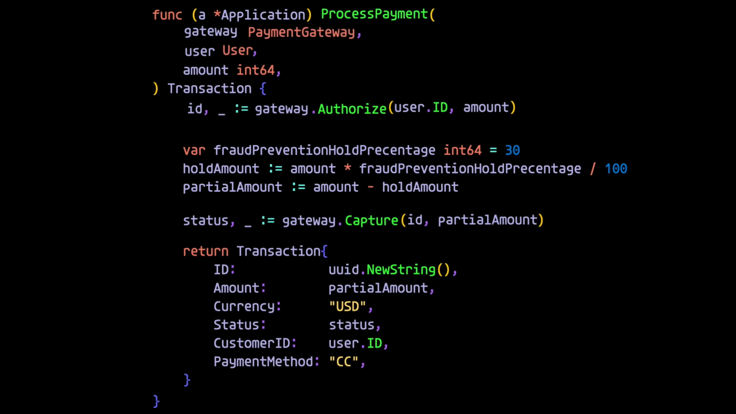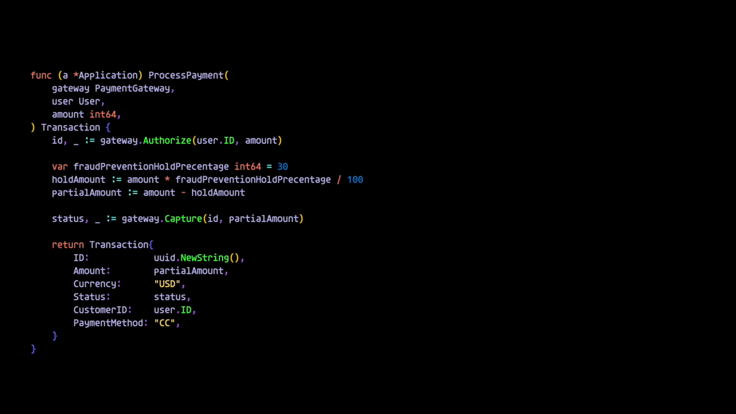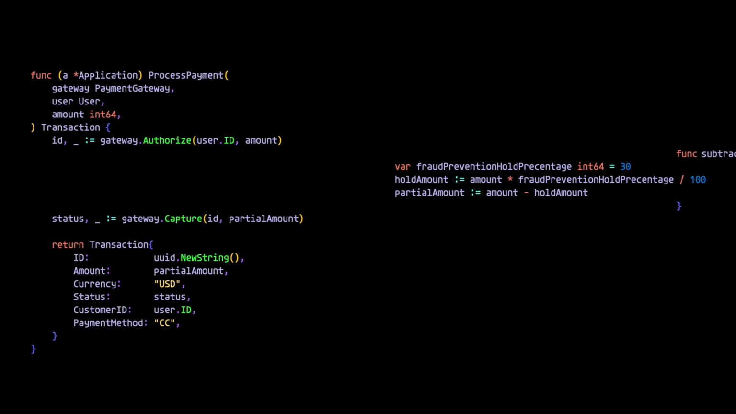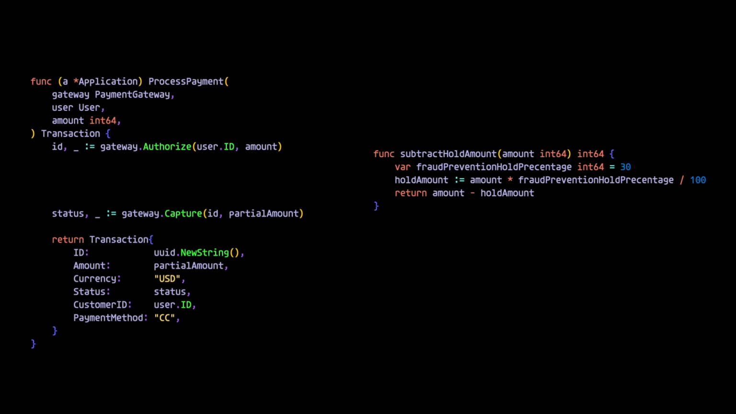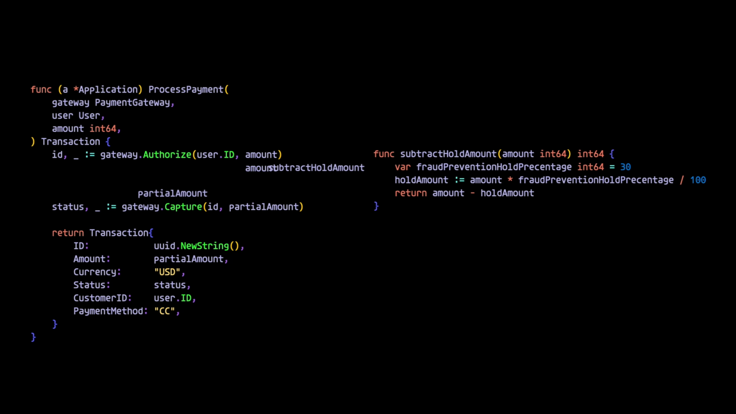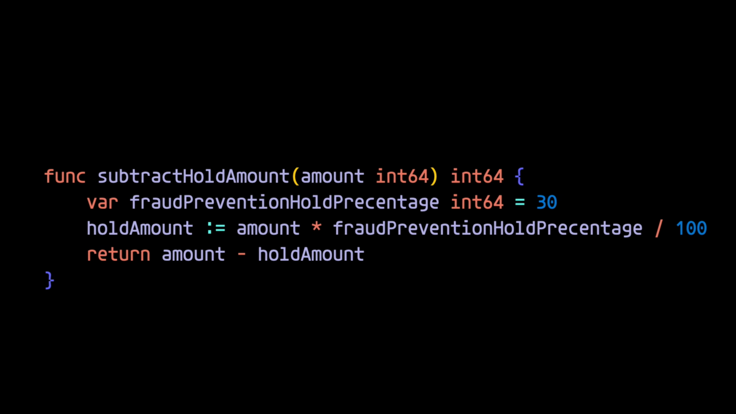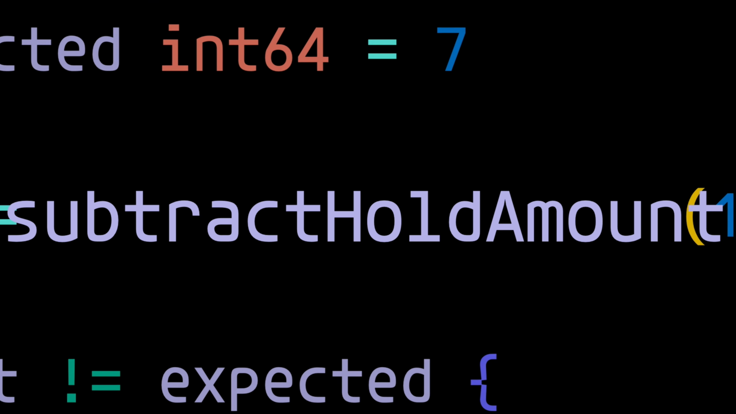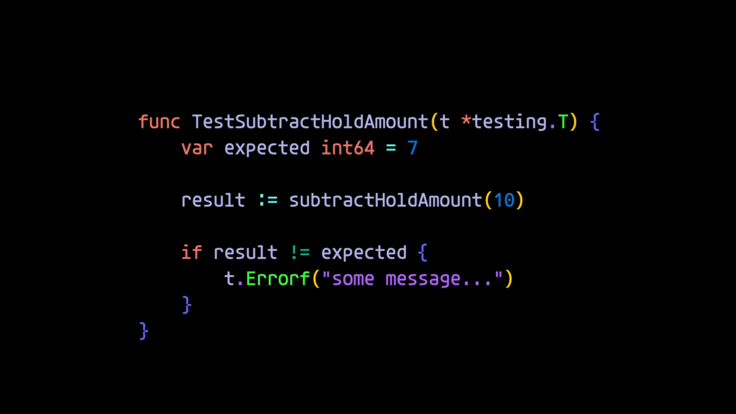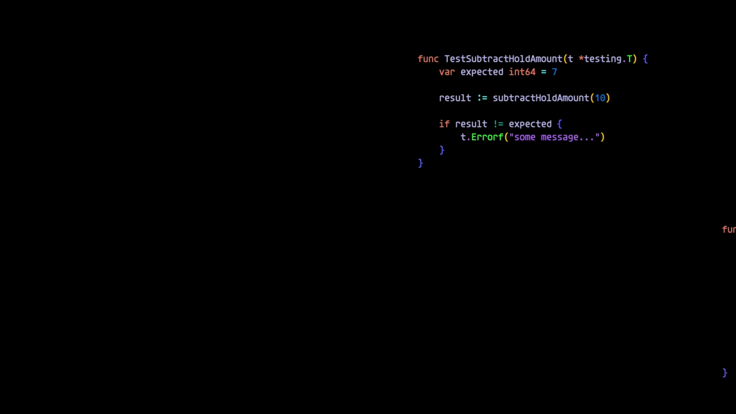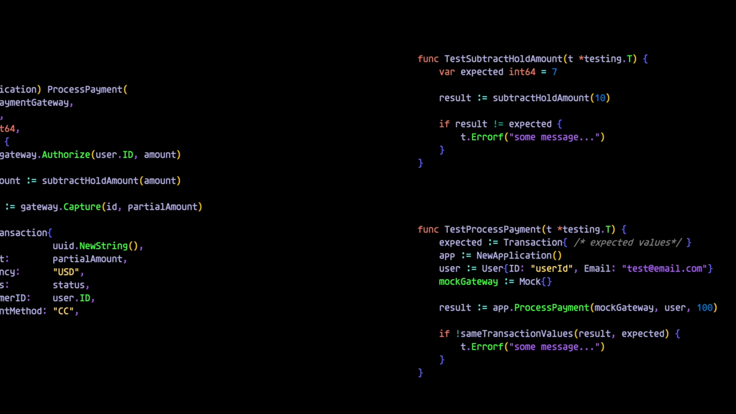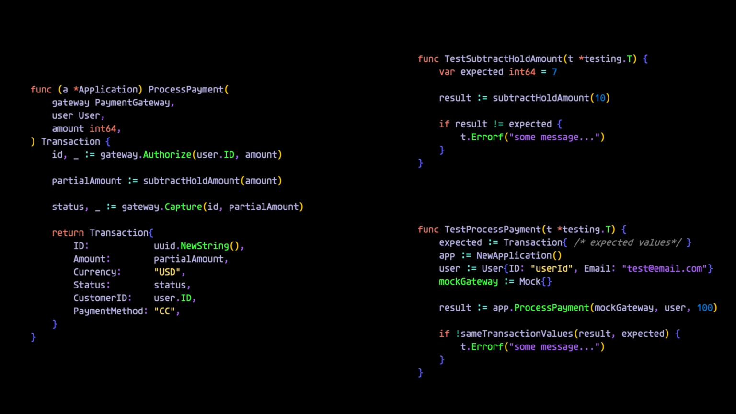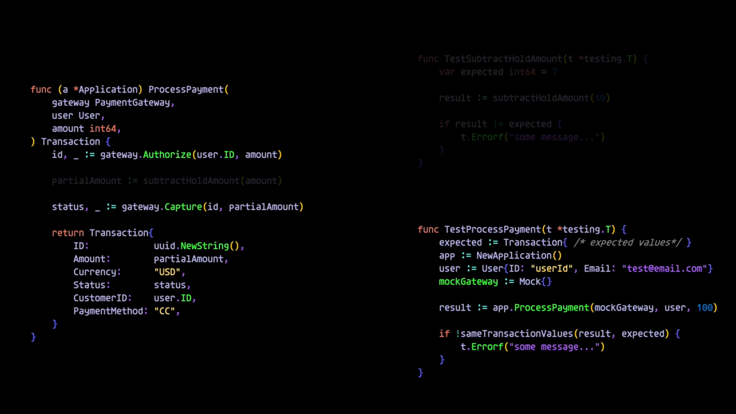If we extract this calculation to subtract the hold amount to its own function, and then call it from within process payment, we're now able to create a separate test specifically for the calculations. Which brings me to the final law. Separate functions into individual responsibilities where it makes sense, as this helps to modularize and simplify your tests.